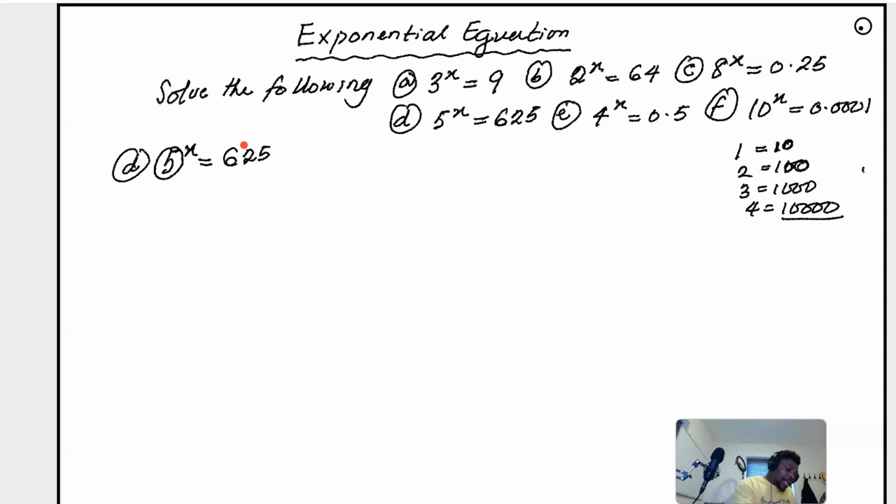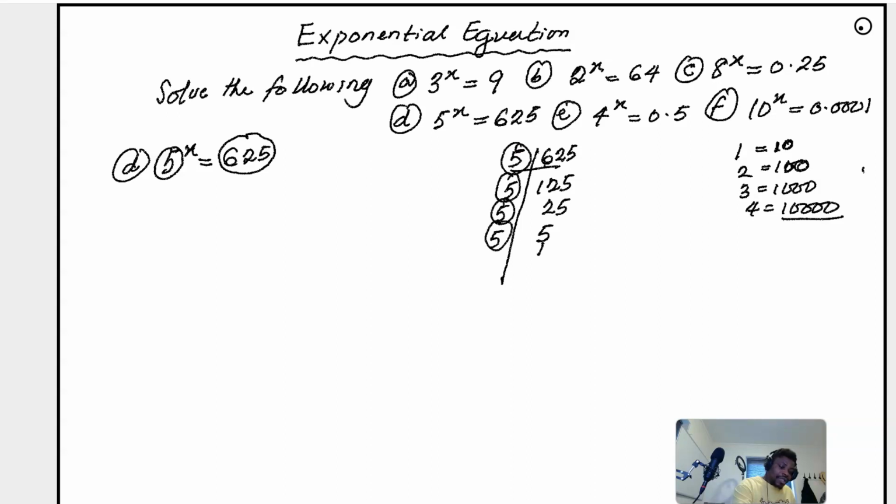Okay? But let's see what can go in 625. So 625. Okay? How many 5 here? 5 here is 125. Okay? How many 5 here? This is 25. How many 5 here? 5. How many 5 here? 1. So 5 multiplied by itself 4 times will give me 625.